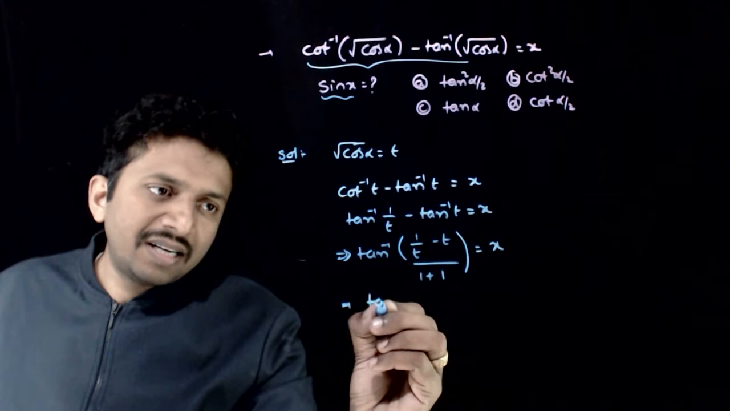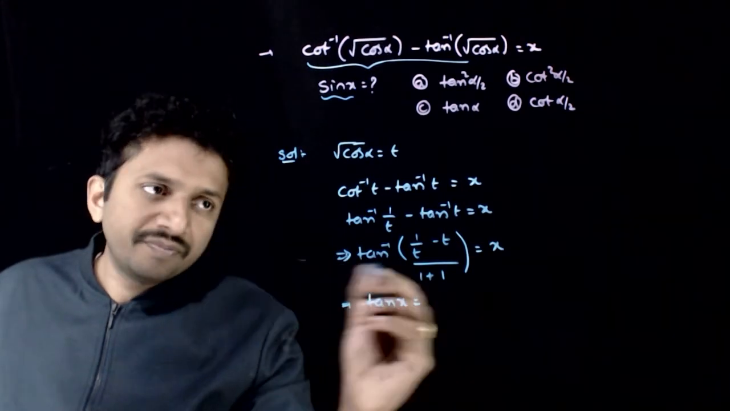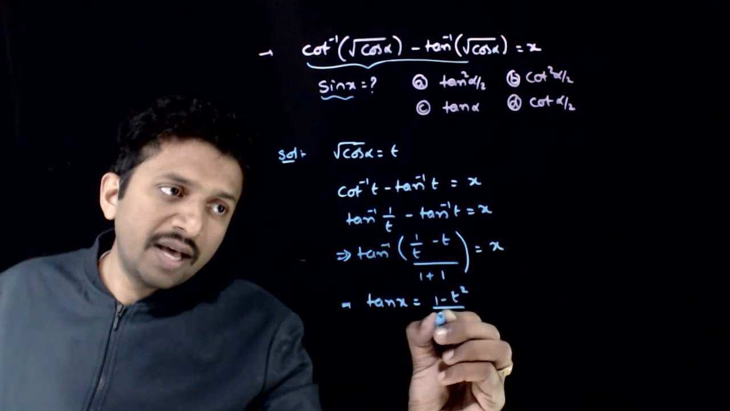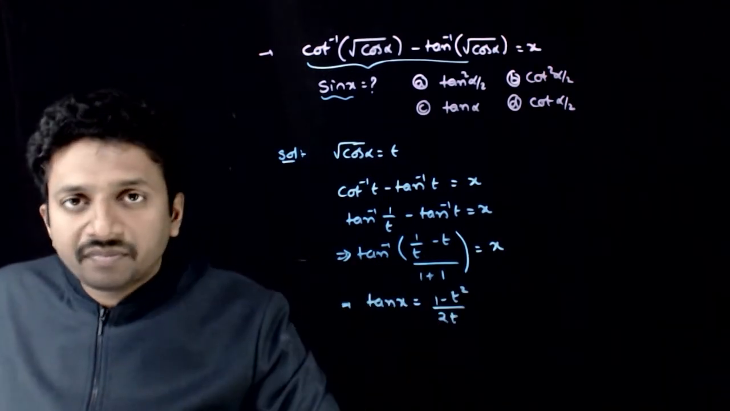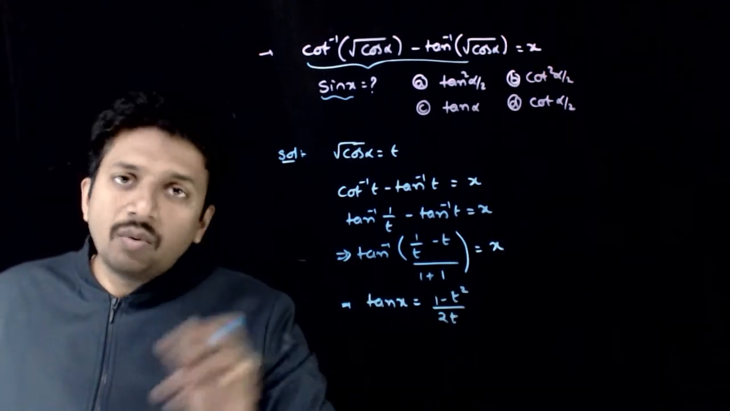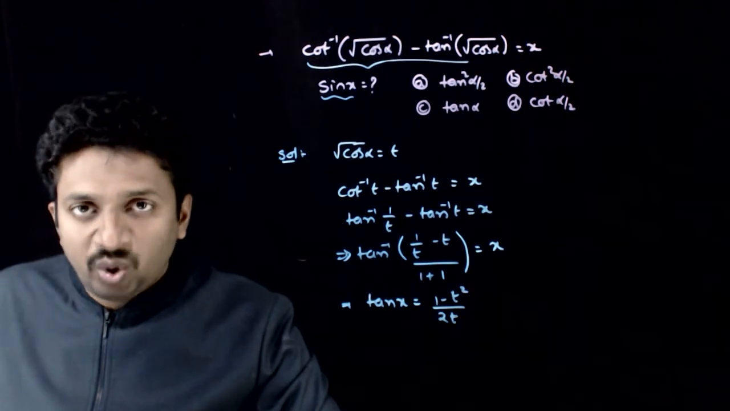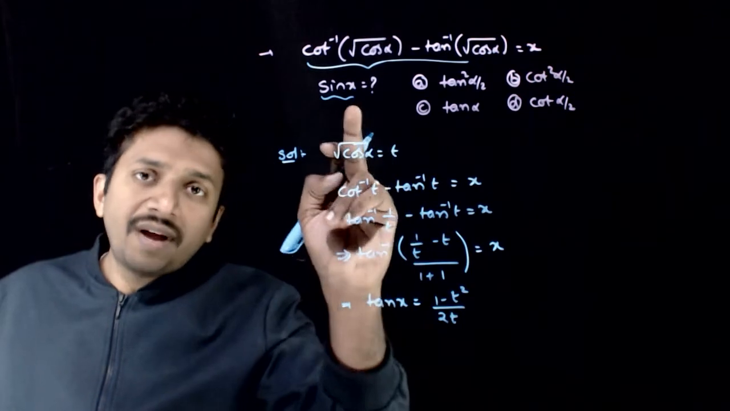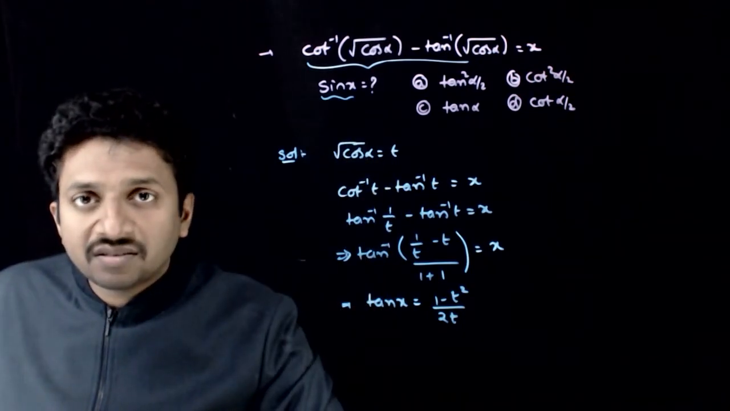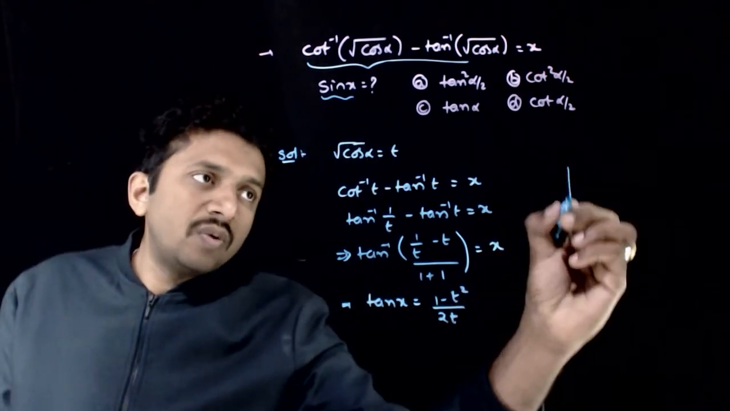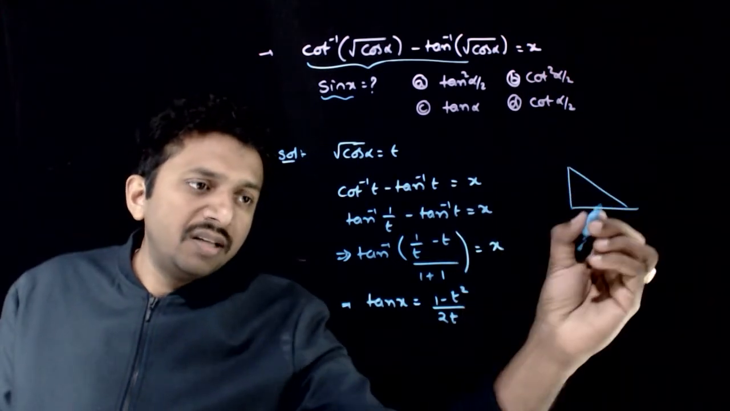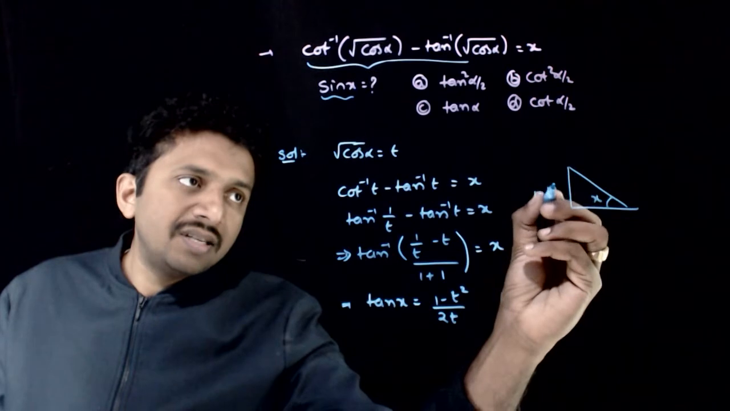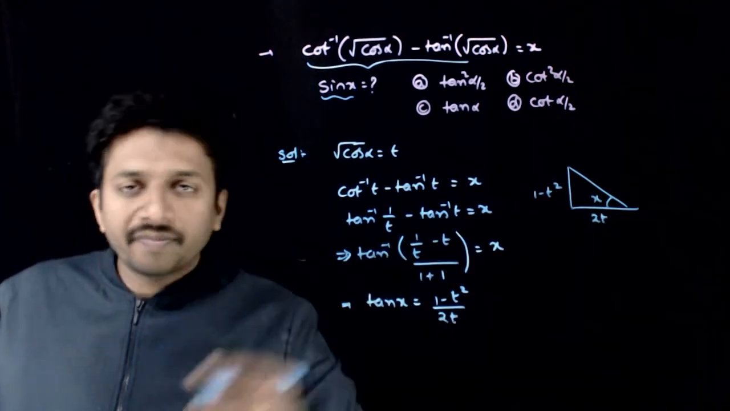This implies tan x is equal to (1 minus t square) by 2t. So tan x is equal to (1 minus t square) by 2t. So if tan x is this, can you find the value of sin x? So if this is x, tan x, that is 1 minus t square, this is 2t.